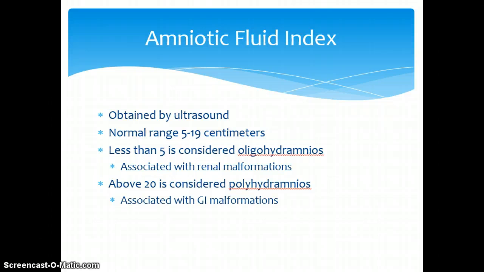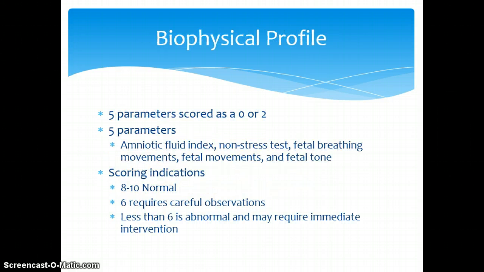Amniotic fluid index. Amniotic fluid index is obtained by ultrasound. Normal is between 5 and 19 centimeters. Less than 5 centimeters is considered oligohydramnios, and that is associated with renal malformations. An AFI greater than 20 is considered polyhydramnios, and this is associated with GI malformations.